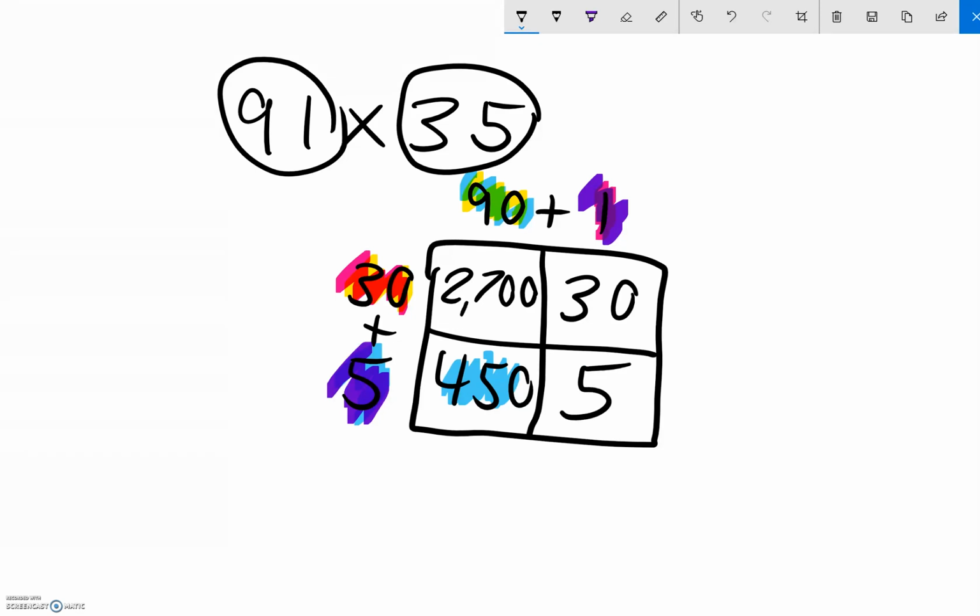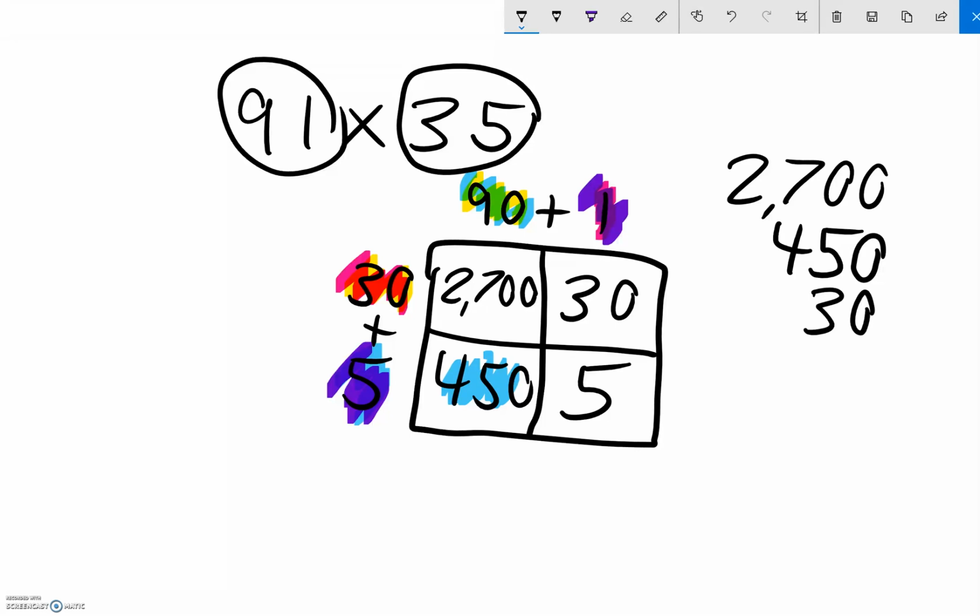Put a comma here. 2,700 plus 450. And you can add in any order because of the commutative property of addition, right? The commutative property states you can add numbers in any order and you will get the same answer. Again, my ones, tens, hundreds, and thousands are lined up.